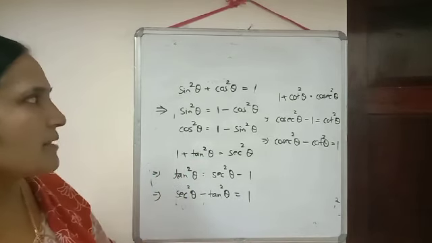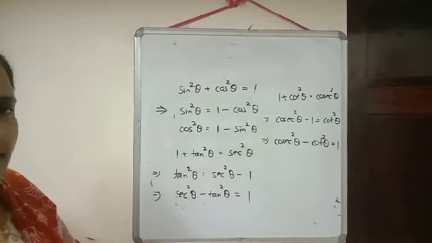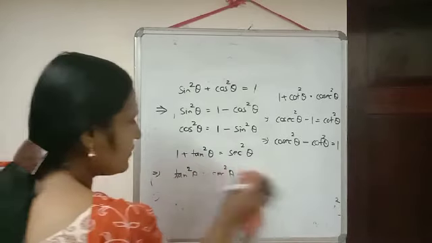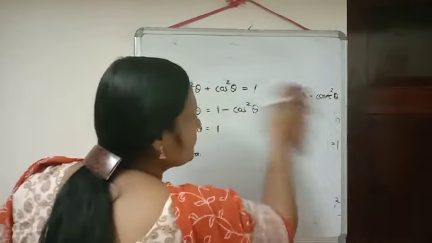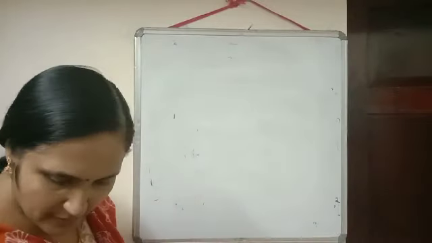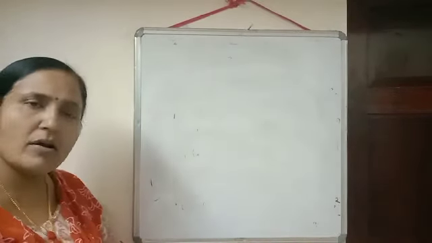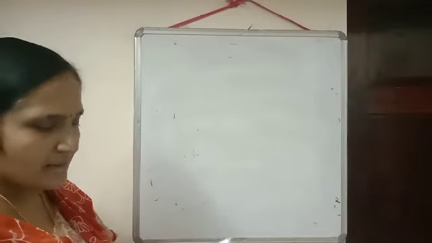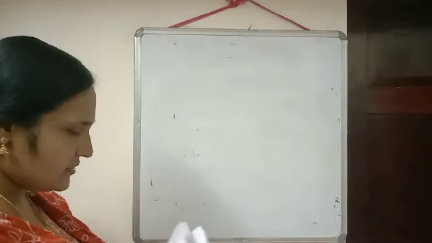Now we will solve some questions based on these identities. All of you write down: prove the following. Just write down the question. All questions are prove that only. So write down the first question.